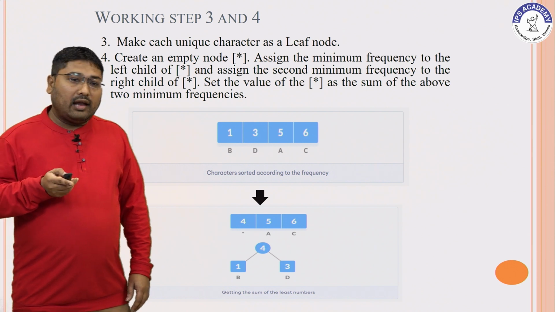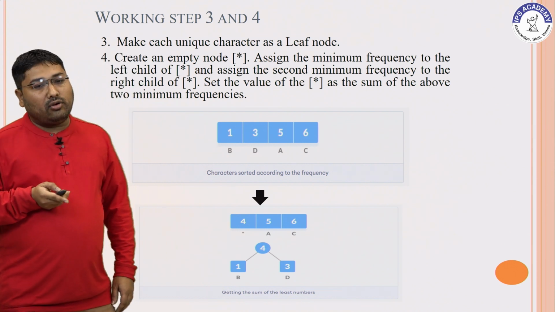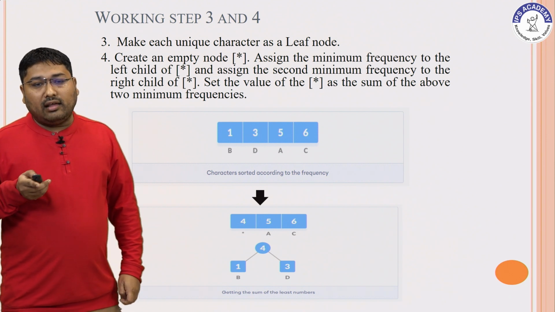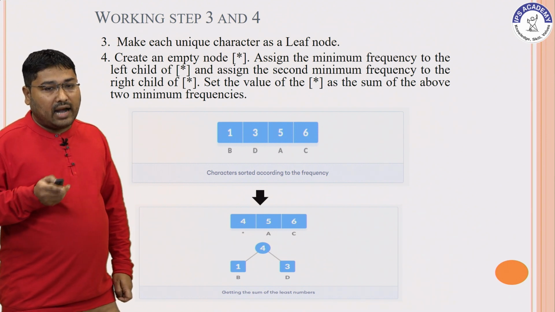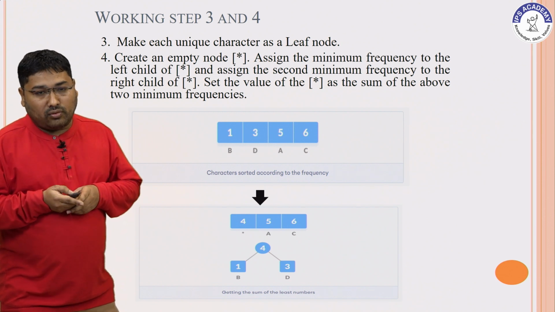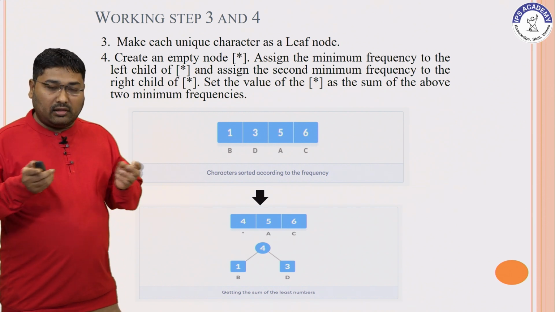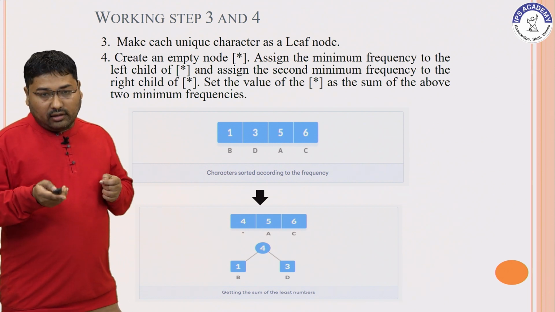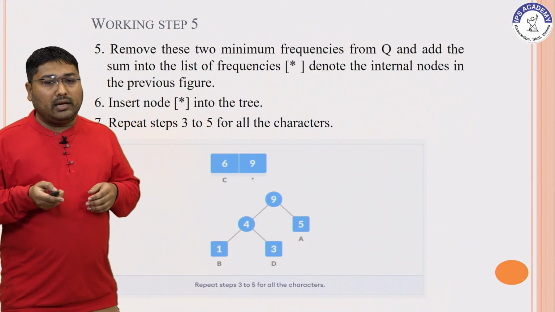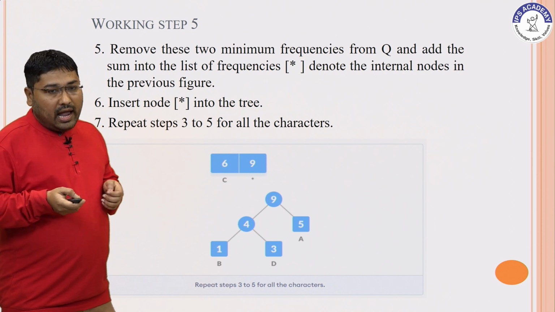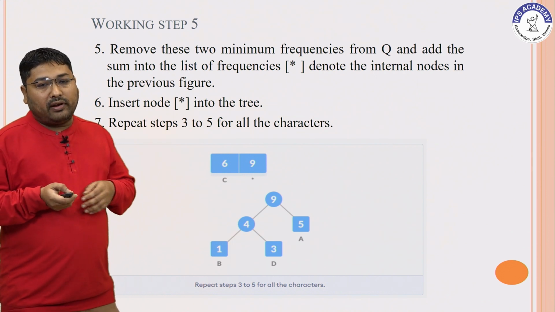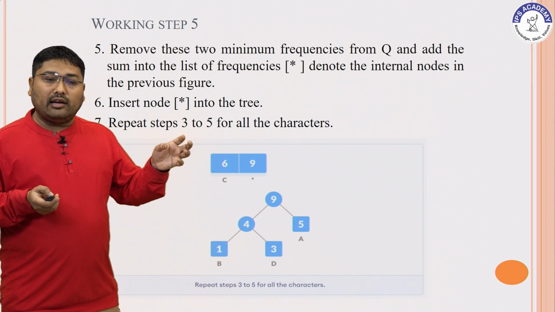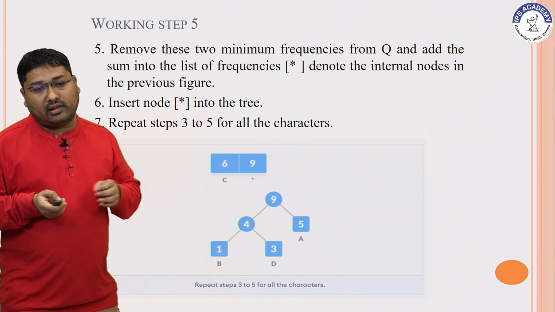Now in the fourth step, we create an empty node, asterisk, assigning the minimum frequency to the left child and the second minimum frequency to the right child of this asterisk node. The value of the node is the summation of those 2 minimum frequencies. After this, we remove these 2 minimum frequencies from the priority queue and add the summation of these frequencies into the list, which denotes an internal node. An internal node denotes the summation of the frequencies.